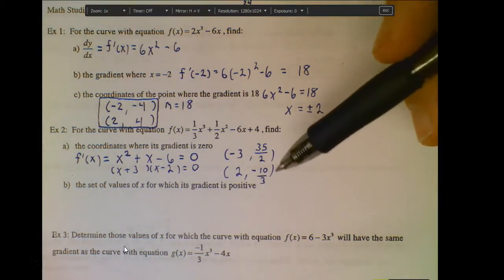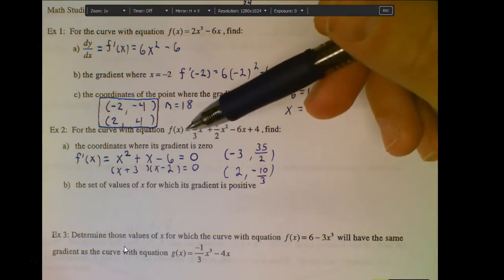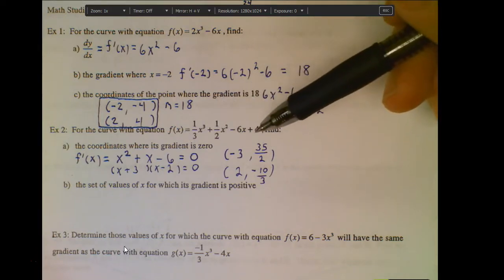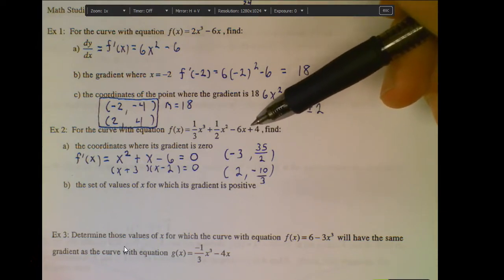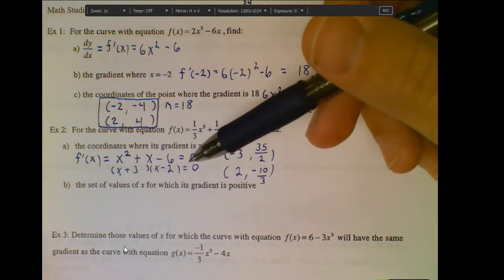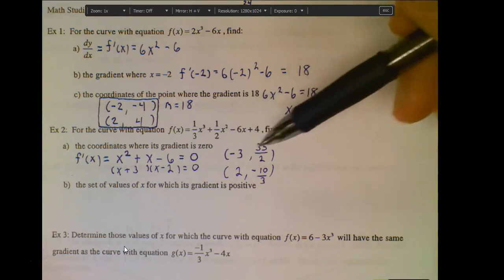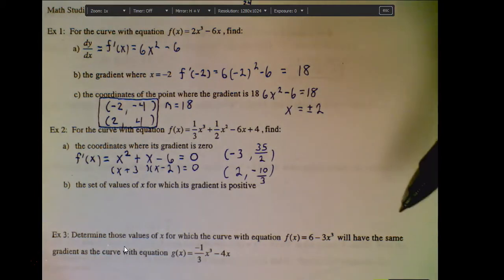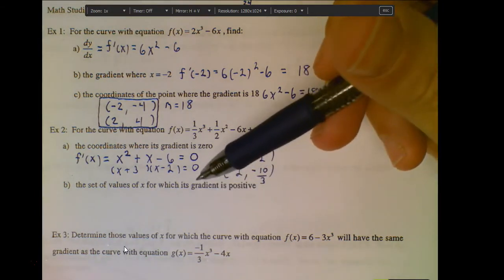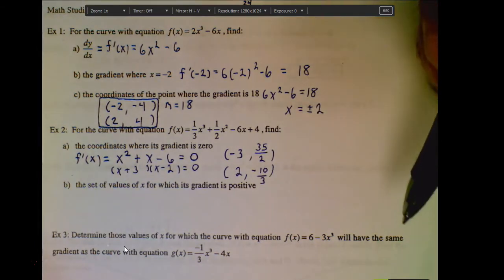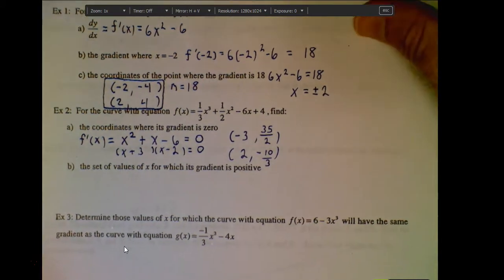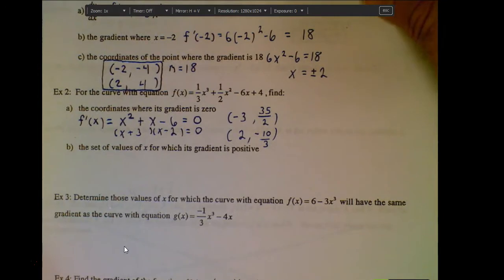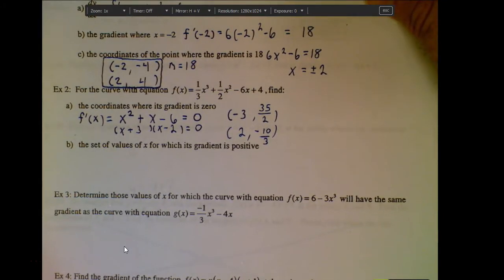One thing you do have the option of doing is graphing this function, and if you identify the max or the min values, the maxes and the mins are the points where the gradient is 0. And so these are the coordinates that you would find as a max or a min point on this graph. Set of values of x for where the gradient is positive. So one thing I want you to see on this, and of course graphically this is a great thing to do, I'm going to show you two ways of doing this.